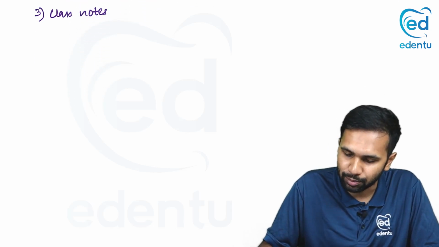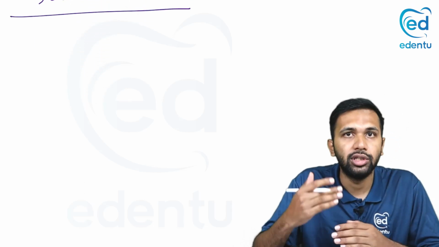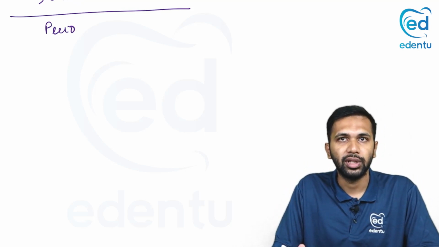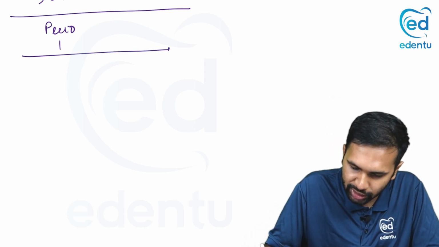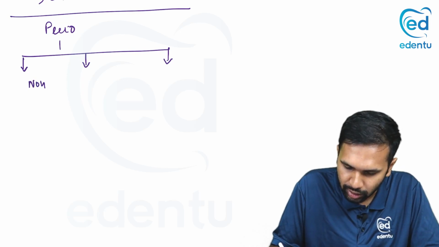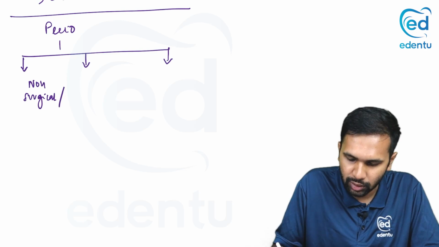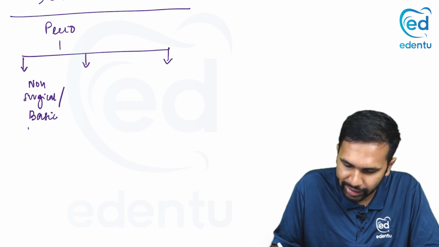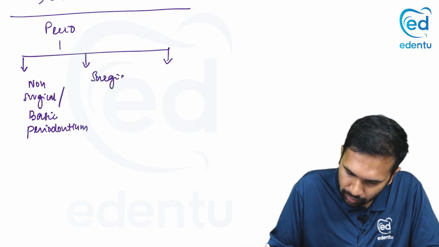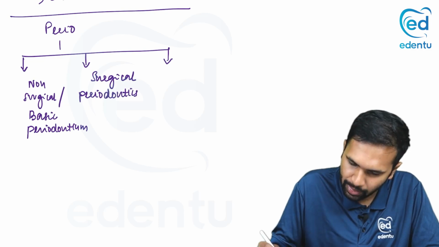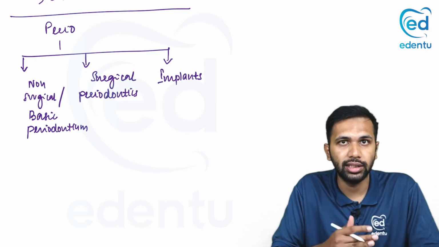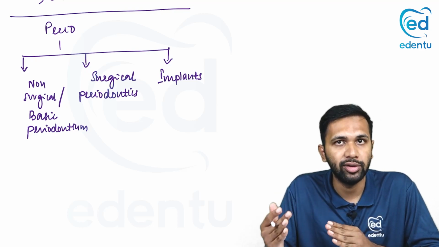All right. Now, if I have to jump into the subject as such, your perio from an entrance point of view can be divided into three broad sections. It can be divided into your non-surgical, or you can call it your basic periodontium. Then the second topic will be your surgical periodontics, and third will be your implants.